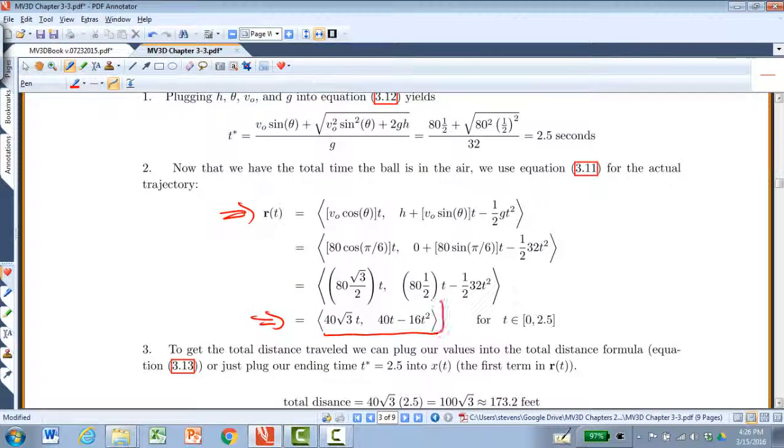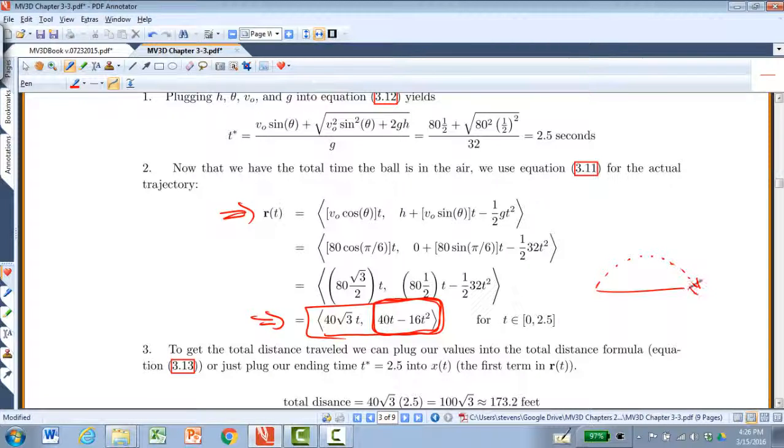It's 40 root 3 t in the x direction, and notice that continually increases, and 40 t minus 16 t squared. Now it's worth pointing out that this is only valid for so long. This is only valid until the ball hits the ground.